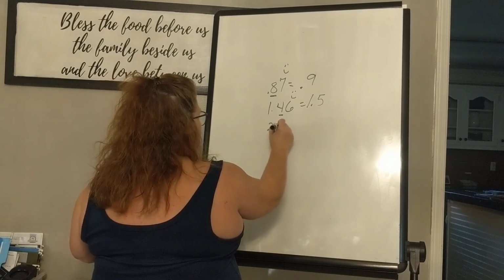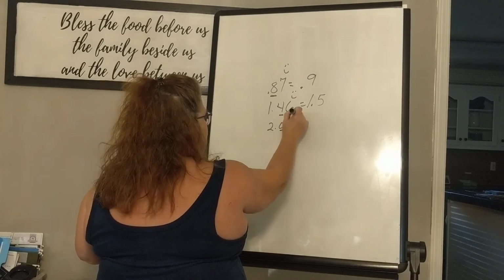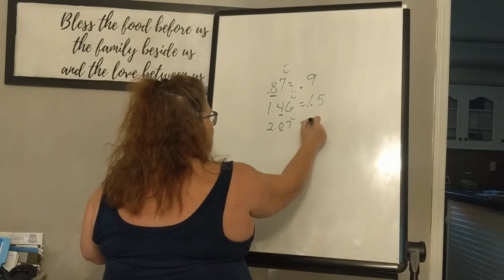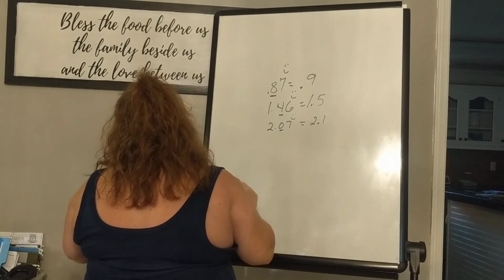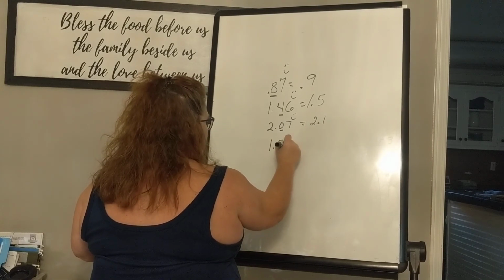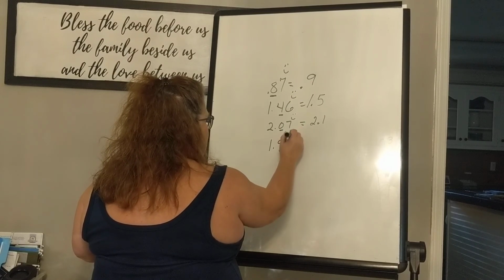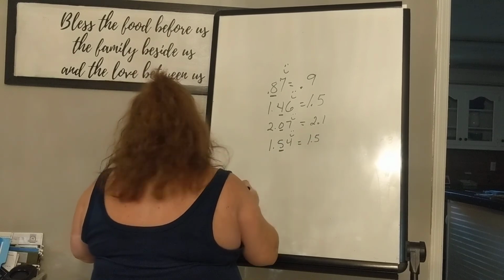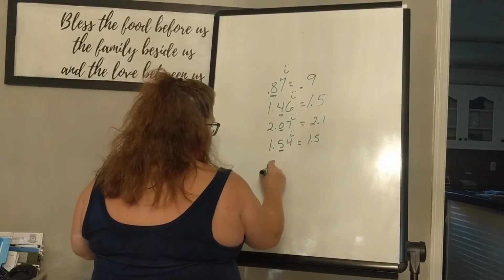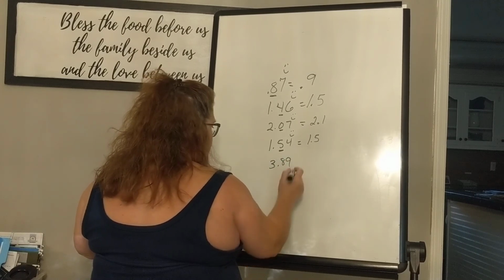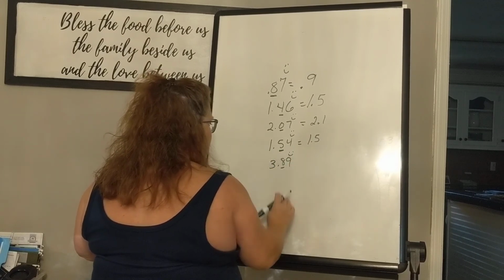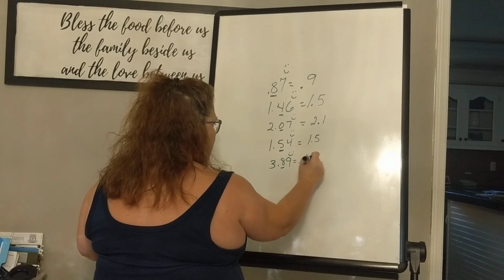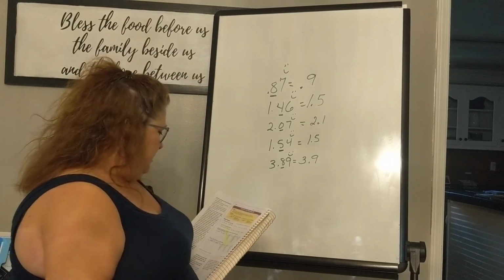Next we have 2.07, rounding to the nearest tenth. The 7 is my looker digit. It's 5 or more, so I will add 1 to this digit, 2.1. Letter D, 1.54. We're rounding to the nearest tenth. This is my looker digit. It's less than 5, so I'll just leave this digit alone, 1.5. And letter E, 3.89. We're rounding to the nearest tenth. 9 is my looker digit. It's 5 or above, so I will add 1 to this digit, 3.9.